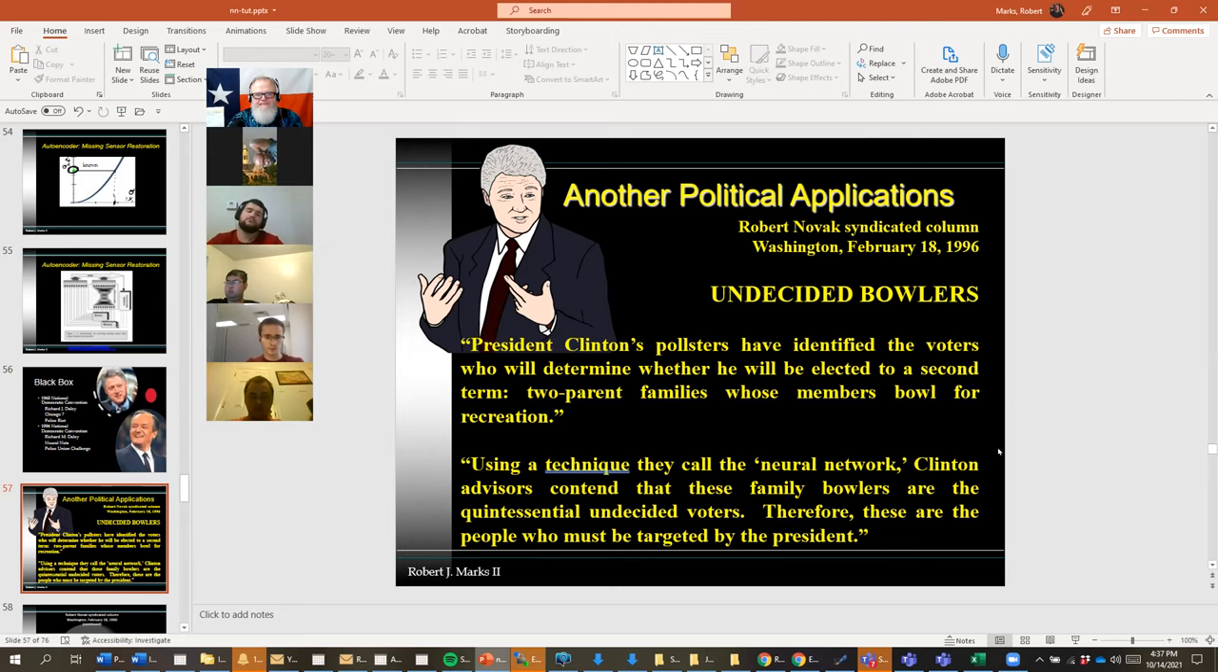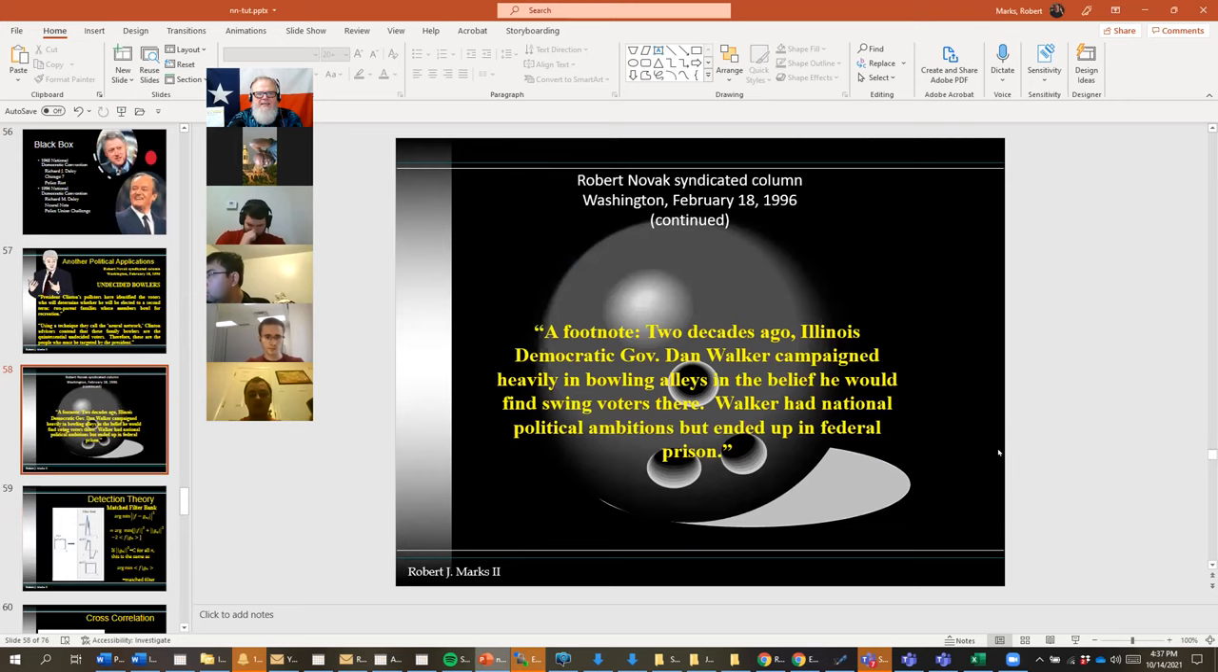Kind of interesting. Novak goes on and says, footnote, two decades ago, Illinois Democratic Governor Dan Walker campaigned heavily in bowling alleys in the belief he would find swing voters there. Walker had national political ambitions, but ended up in federal prison. So just because you campaign in bowling alleys doesn't mean that you're going to win.